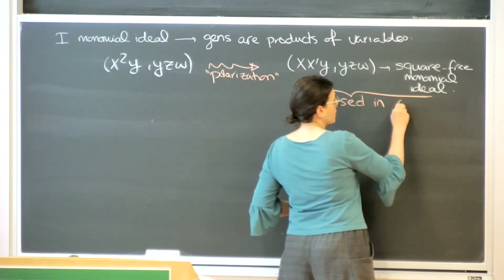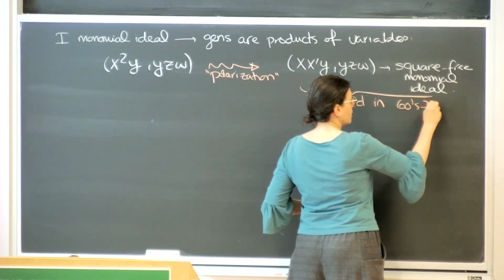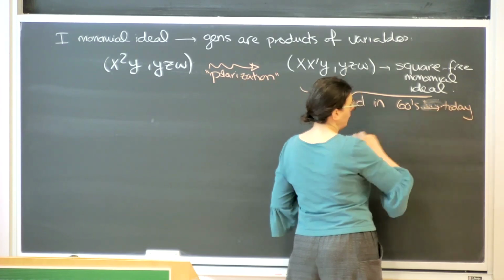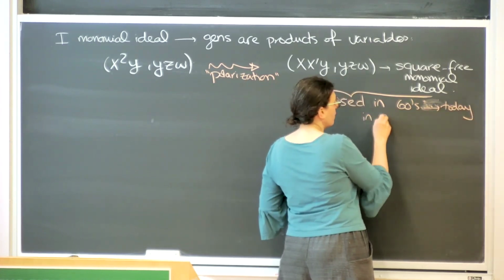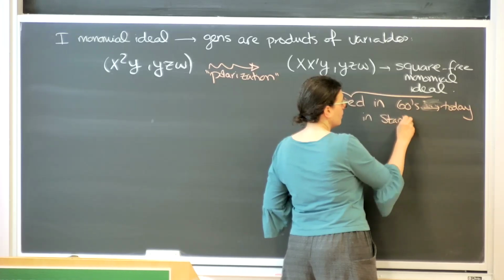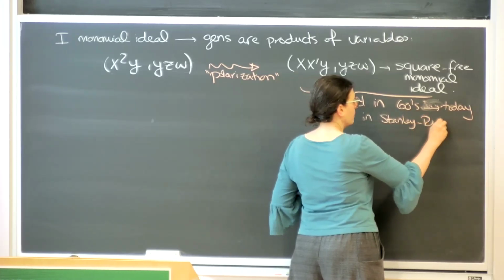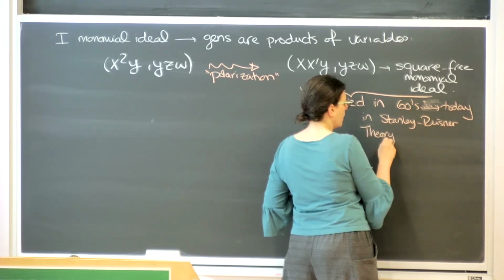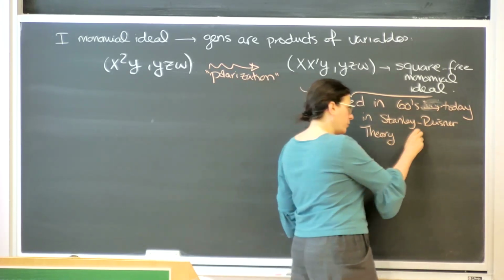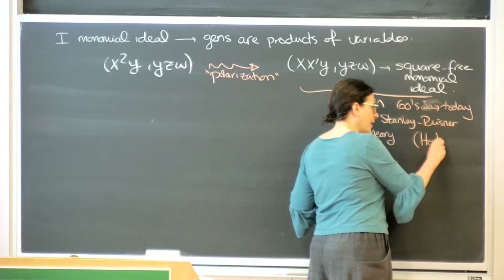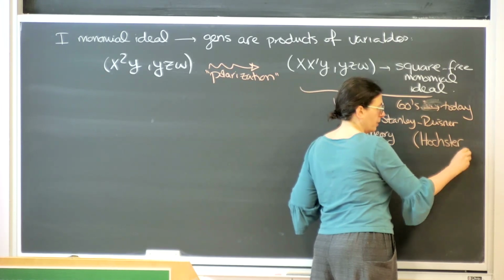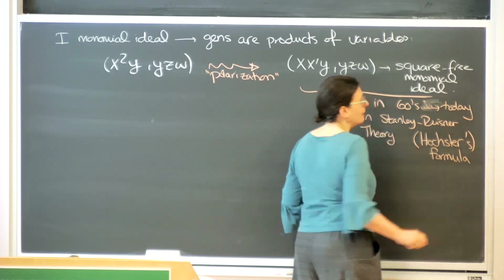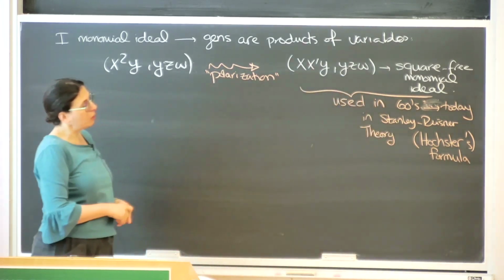in 60s, 70s, and to today, very popular topic in what is called now Stanley-Reisner theory. And the name you do not see here is Hochster, who's basically behind all of this. I'm going to mention Hochster. Hochster's formula, Hochster's ideas are what basically developed this.